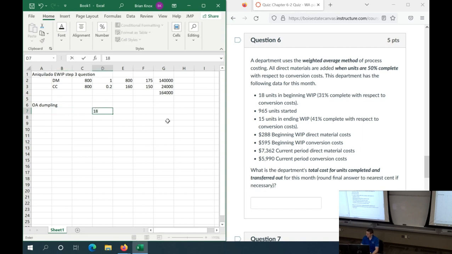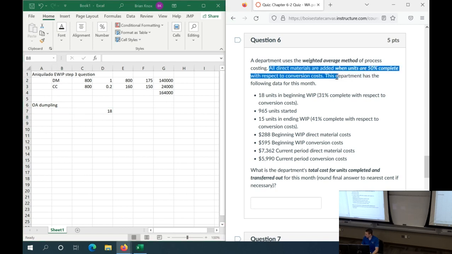Let's get that all the way over. We have 18 in beginning WIP. I've noted, first of all, that we have a rule for determining direct materials. It's at 50% complete with respect to conversion costs. So we have 18 units beginning WIP, which are 0.31 or 31% complete with respect to conversion costs. Now that has not crossed the threshold yet, so that means that they're 0% complete with respect to direct materials.